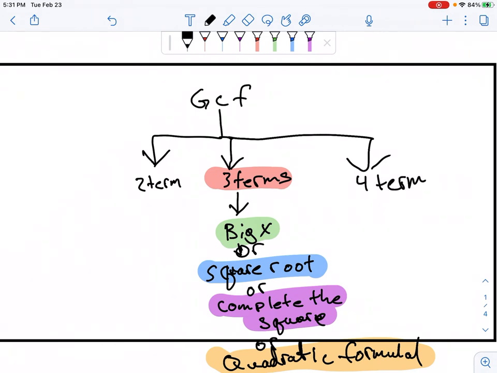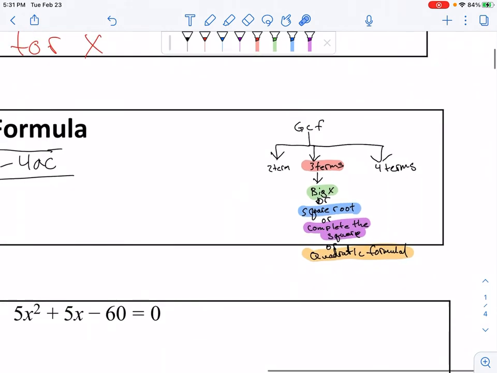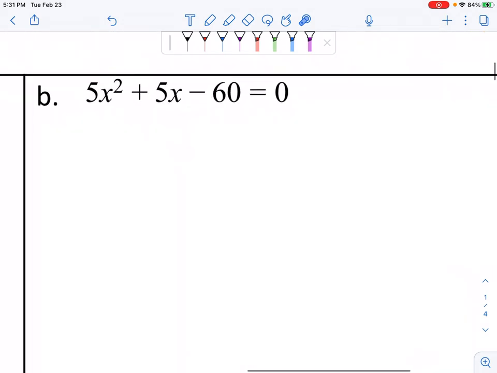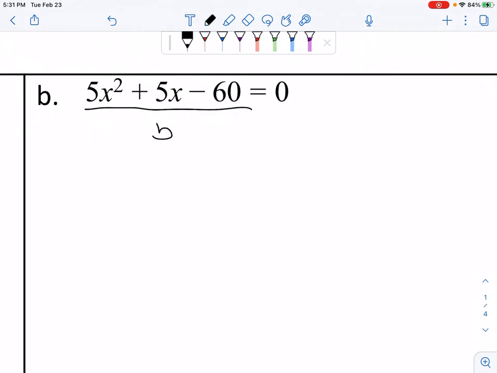And then 4 terms is to factor by grouping. So all of this to say that quadratic formula still falls underneath GCF. So we're always looking for a greatest common factor first. So in example B, I have a greatest common factor of 5. That means I can divide 5 from this side. I'm going to scale this whole thing down by 5.